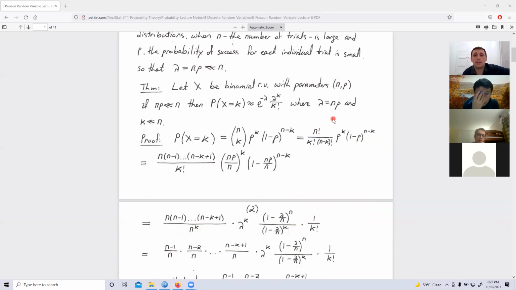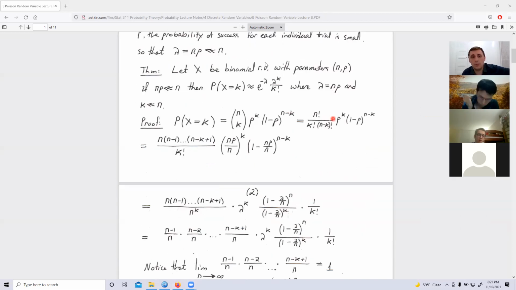So let's see what's going to go on. The probability that x equals k is n choose k, p to the k, 1 minus p to the n minus k. That's just the binomial. And when I expand, this is n factorial over k factorial times n minus k factorial, and all the stuff. Now, I can relate it to the expected value. You see what I do with p? I multiply by n and divide by n. And I do the same for this p. And then what do I get? This is now lambda to the k, and this is 1 minus lambda over n to the n minus k.